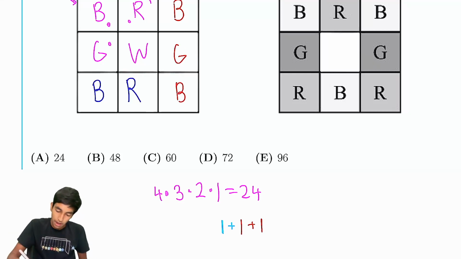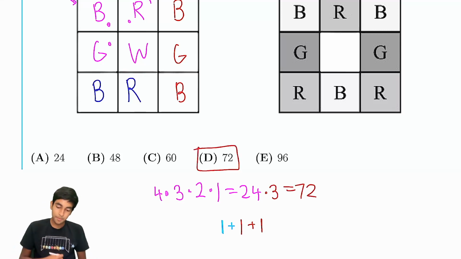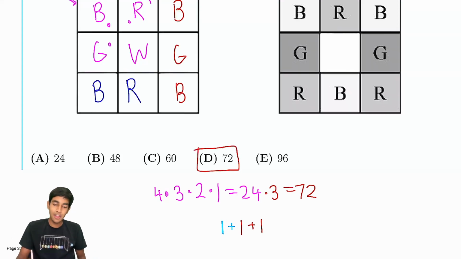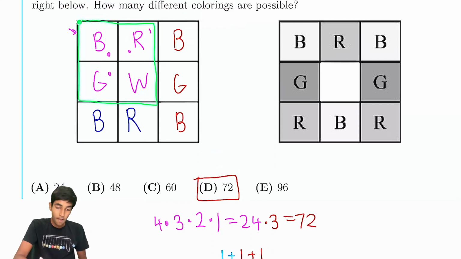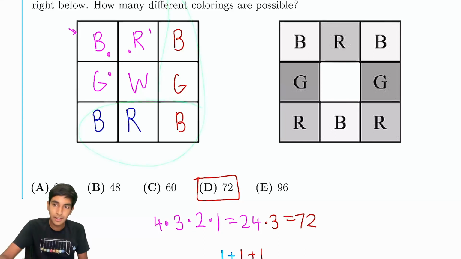And of course, we multiply this by 24 to get 72. And that is our answer. 72. The key idea? Noticing the symmetry and realizing that, okay, we have 24, or 4 factorial, ways to fill out this square. And once we do that, now there's really only a few cases we can check pretty simply. Thanks for watching.